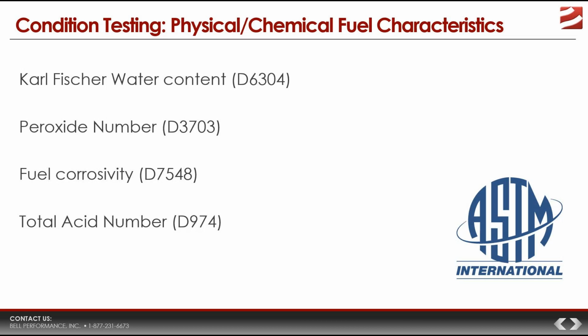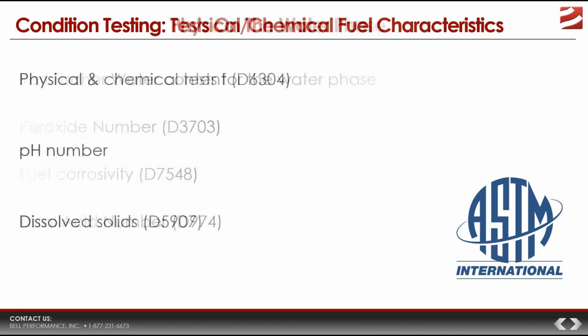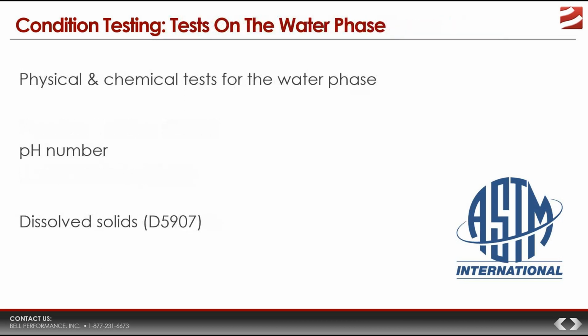Same thing for fuel corrosivity, D7548. Microbial contamination makes fuel more corrosive. And total acid number, same kind of deal there. So all of these tests up to now are done primarily on the fuel. But it's also important to know that microbial contamination also affects the properties of the bottom water, the free water, and it does that in a measurable way. This is something that people forget about because they're so focused on what the fuel is like.